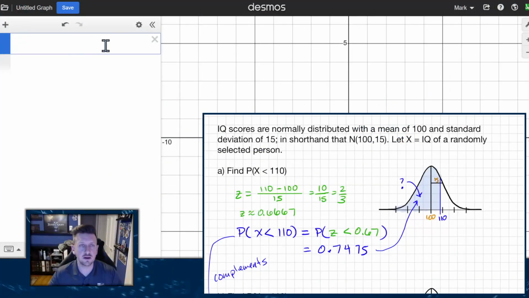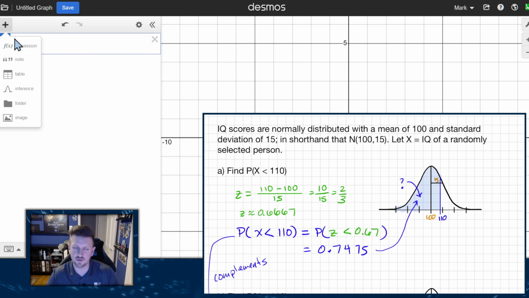So here on Desmos, there are two general ways you can get it. There's the newest way, and it's nice. I'm going to show you that one first. With your cursor in some empty line, I'm going to click on this plus in the top left corner to add an item. I'm going to pick inference. Now, we're not doing statistical inference right now. If you're in a stat class, that'll come later.